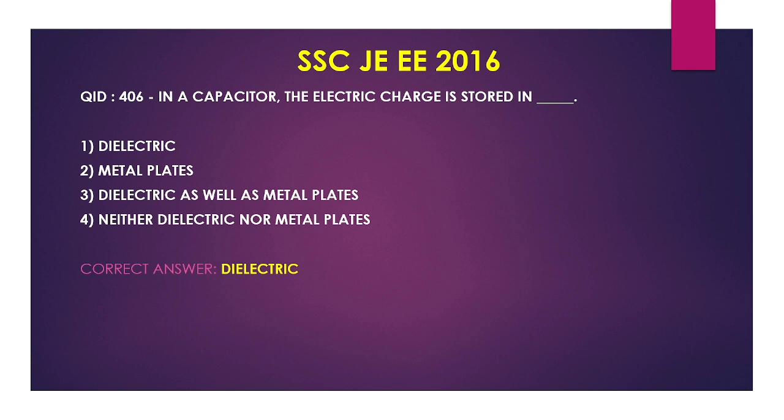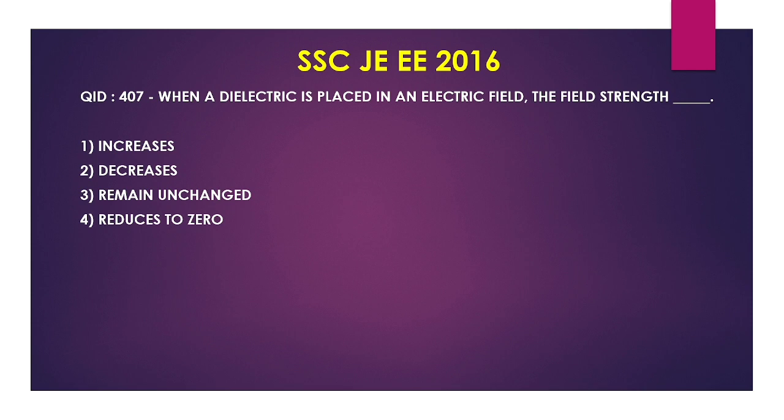Okay friends, now let me move to the next question. When a dielectric is placed in an electric field, the electric field strength is dash. Options are increases, decreases, remain unchanged, reduces to 0. The question is when a dielectric material is placed in an electric field. Just think and predict the answer. Now let us see the answer. The answer is decreases. That is, when the dielectric is placed in an electric field, the field strength will decrease.